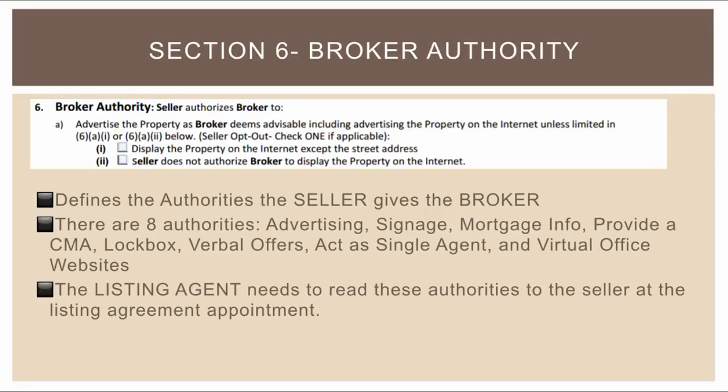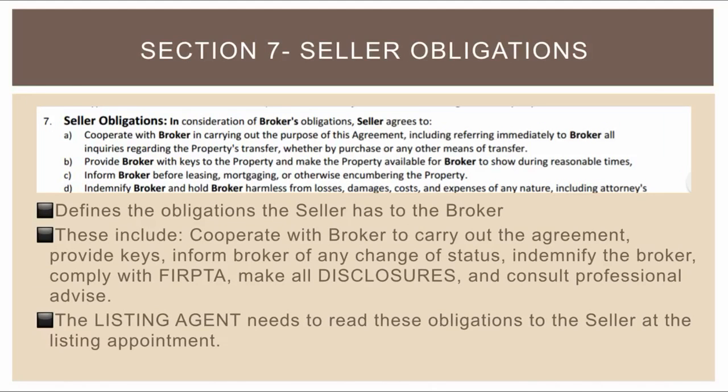Section 6 is the broker authority. It defines the authorities or the duties that the seller gives the broker to act on their behalf. There are 8 of them listed here. Things dealing with advertising, signage, mortgage information, providing a CMA, the lockboxes, verbal offers, acting as a single agent, and virtual office websites. The listing agent needs to read these authorities to the seller at the listing agreement appointment and make sure that they understand them correctly and fully.